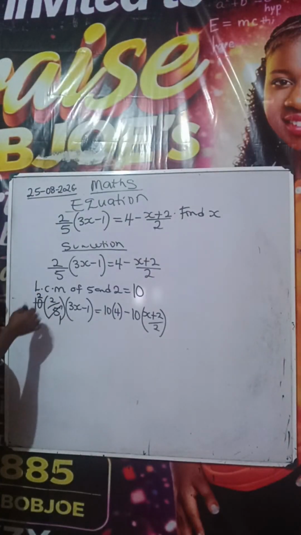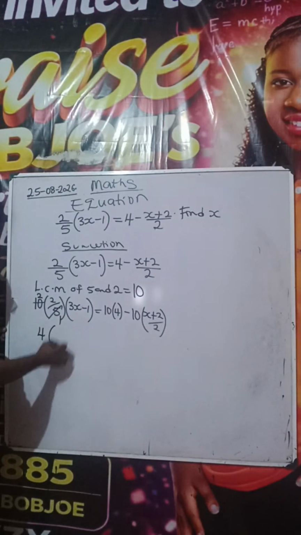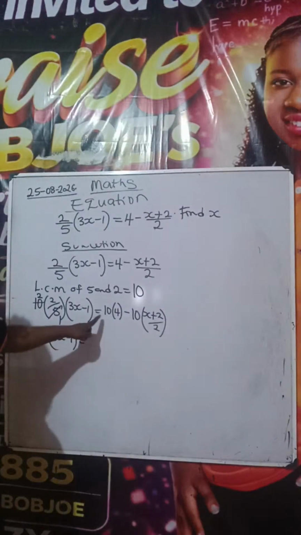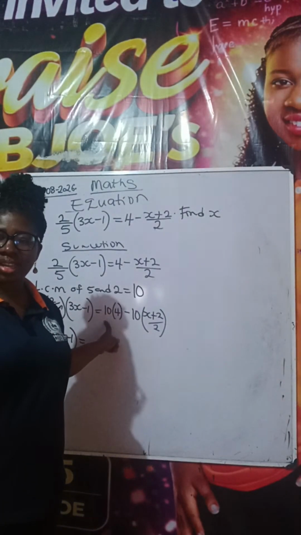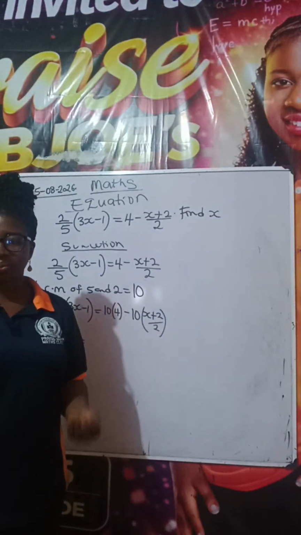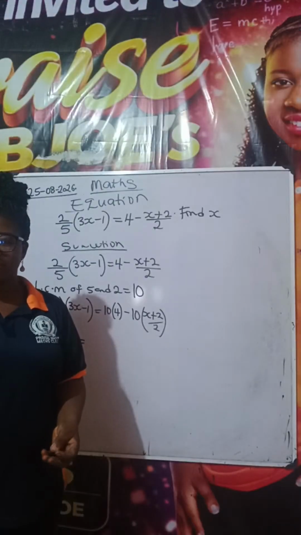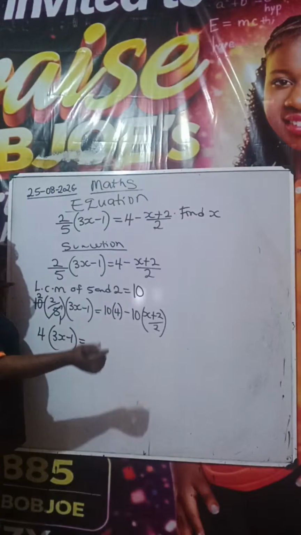Now first look at it. Before we times this, first of all multiply this 2. 2 times 2 will give me 4. Then multiplying 3x minus 1 equals 2. Now this one, there is nothing to divide. Just multiply 10 times 4. 10 times 4, what do we have? So 10 times 4 will give us 40.